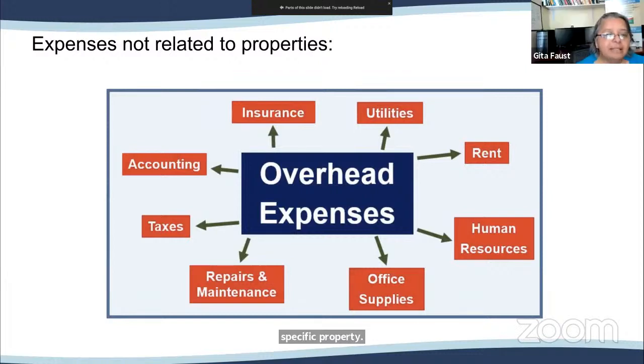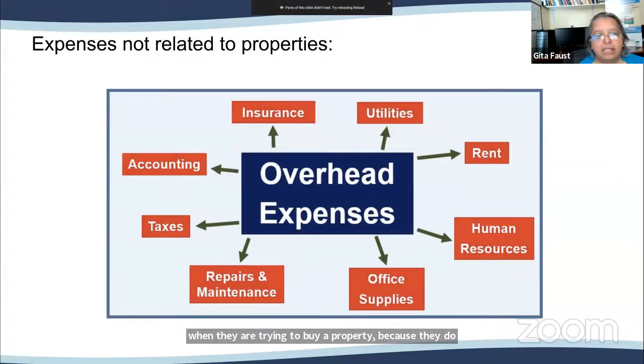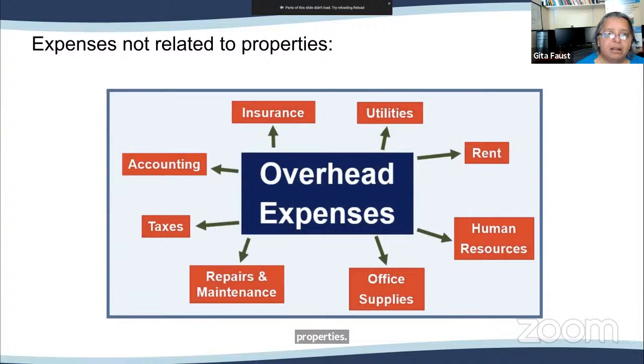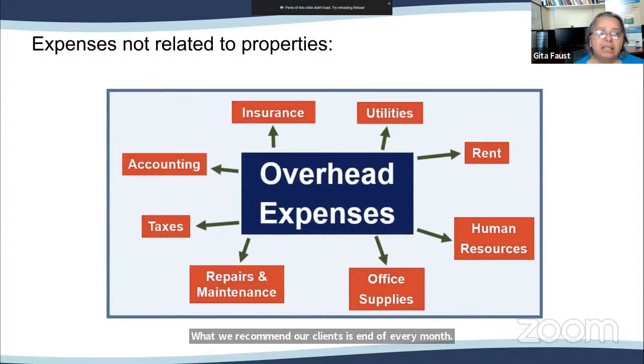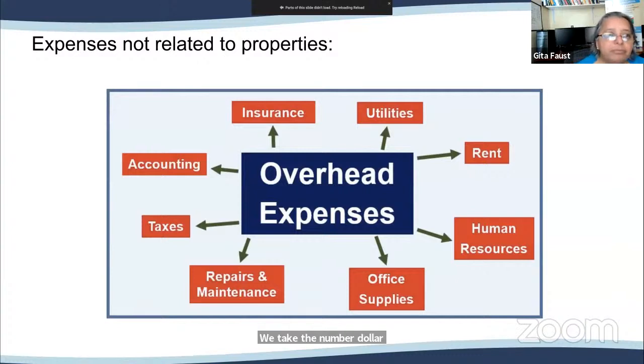Right, and that's when the investors get into trouble when they are trying to buy a property, because they do not take into account expenses that are not related to properties. What we recommend to our clients is, at the end of every month, we take the dollar amount of expenses that are not related to a property and split it across all properties.